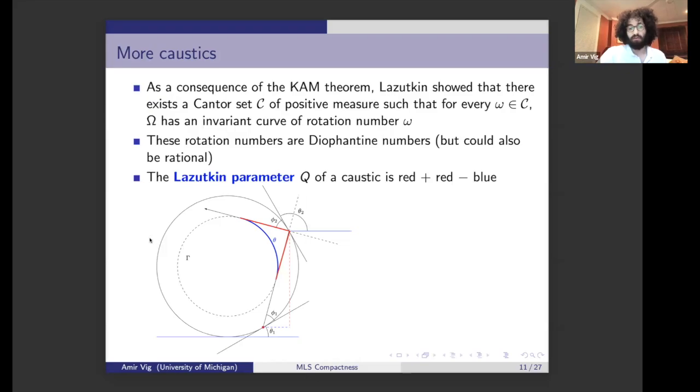The length of the string minus the length of the caustic, if you just add and subtract those numbers, you can see is the sum of these two red links minus the arc length of this curve in blue, which connects the two points of tangency. If you have two points of tangency on a caustic, you add up the length of the links connecting them with the boundary, and you subtract the arc length of the minimal arc between them, and that's an invariant of the caustic. It's called the Lazutkin parameter.